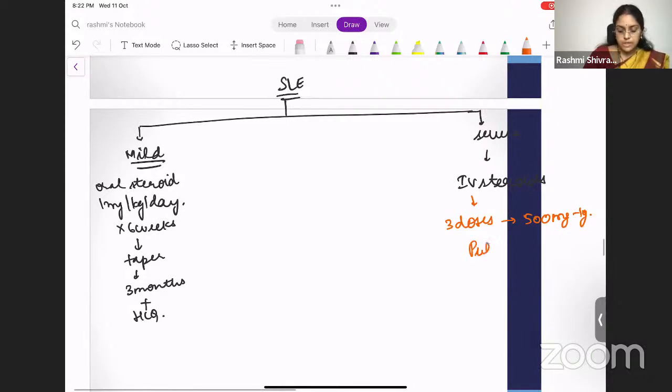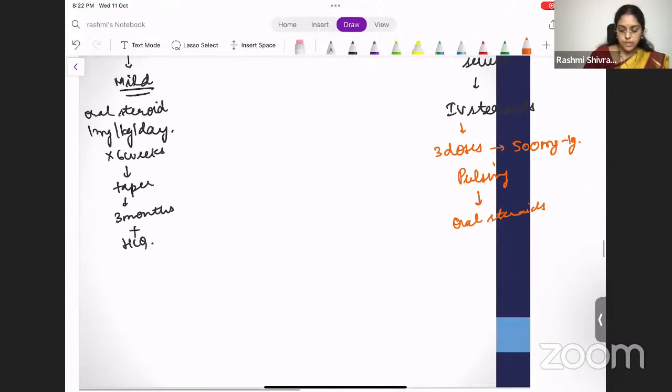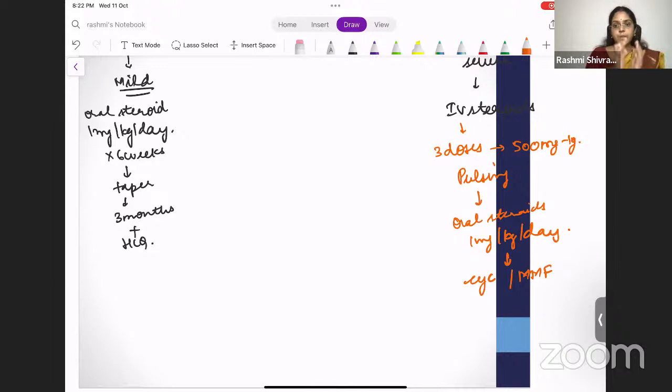So you have to give pulsing, followed by oral steroids, again the same 1 mg per kg per day. Then you again taper it. But in this, you need to add a second line drug, which can either be cyclophosphamide or MMF. So you give pulsing IV steroids, followed by oral steroids, along with cyclophosphamide or mycophenolate mofetil.